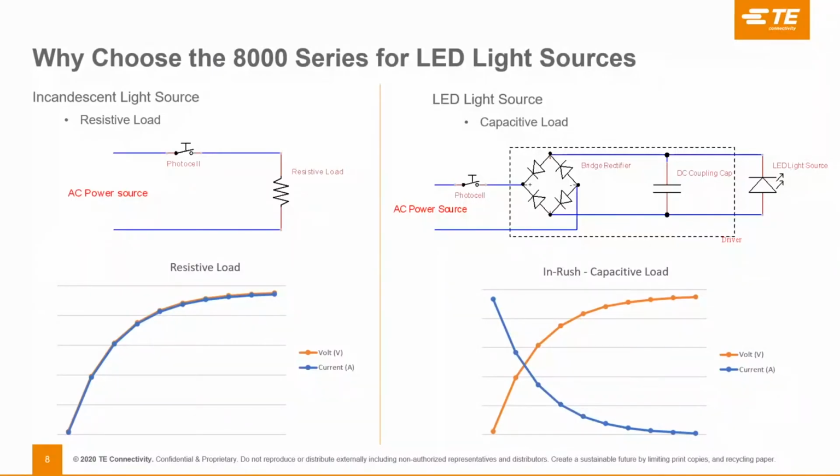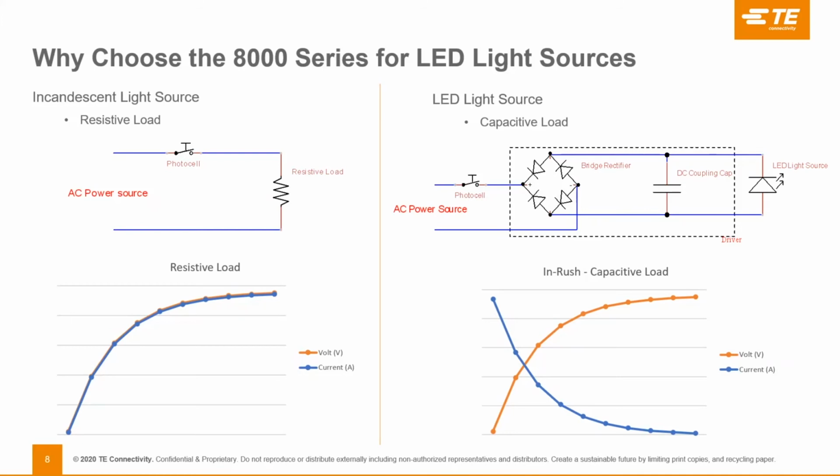On this slide, I'm showing two very simplified circuit diagrams. The first is for an incandescent light source, which are the typical high pressure sodium lights we are all used to seeing. These are a resistive load. So when the photocell is switched on, the voltage and current across the load rises at the same rate.